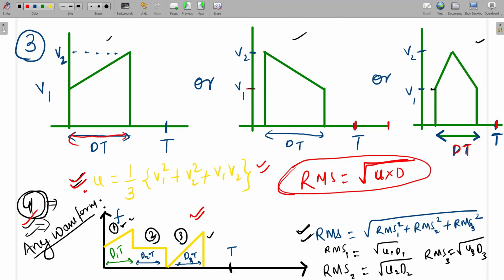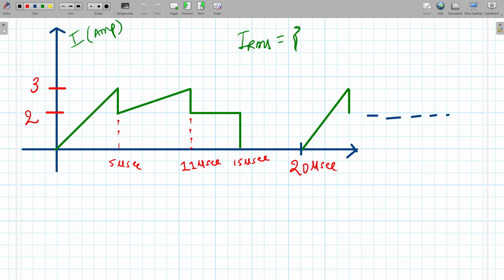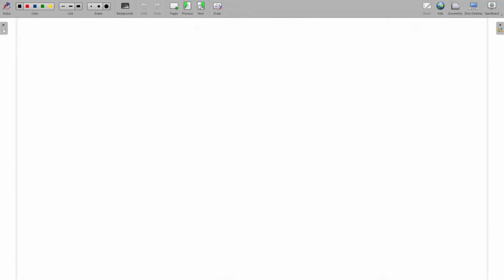Sine wave also you can, but I will recommend for sine wave that you should go by the basic method. For sine wave also we can derive some tricks, but that will not be universal. In some cases that will change. Like, let's say, this is a sine wave.